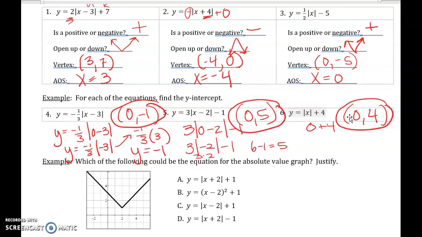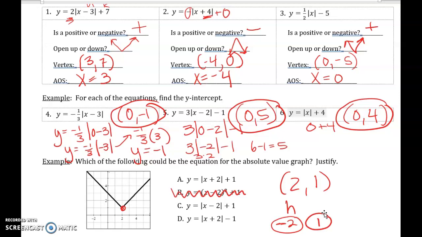Which of the following could be the equation for the absolute value graph? Justify your answer. Well, first of all, it is a V shape. So this automatically eliminates B because there's no absolute value bars in option B. Now let's look at the vertex. Our vertex is (2, 1). Remember, h lies, so in my equation I'm looking for negative 2. And k tells the truth, so I'm looking for positive 1. So negative 2, positive 1, that's the only one that works right there.